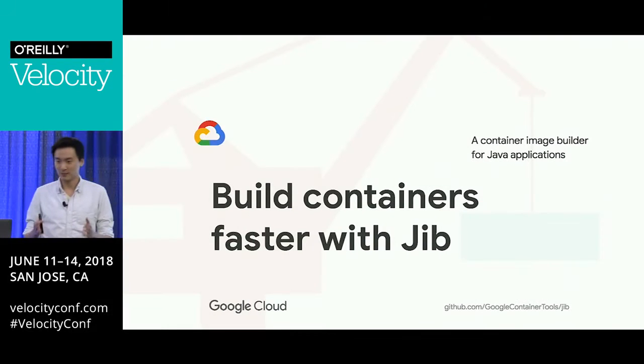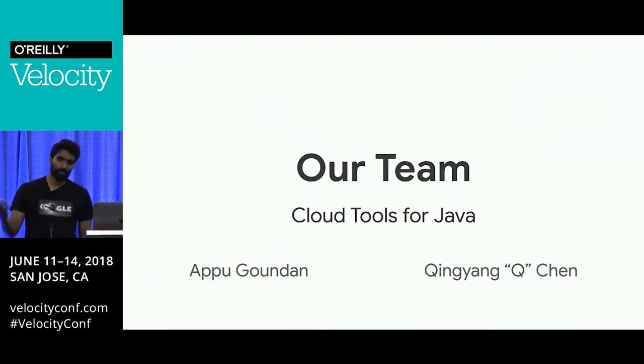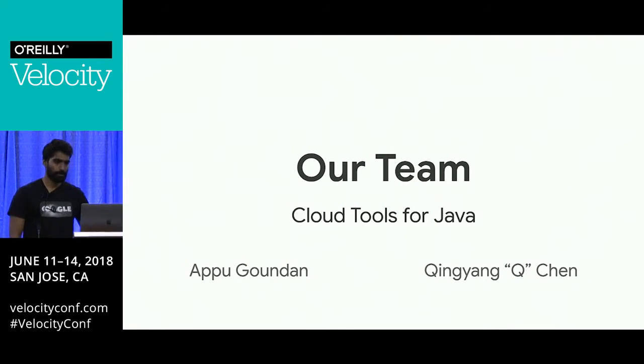Welcome to our talk. We're going to talk about building containers faster with Jib, which is a container image builder we built for Java applications. So who are we? We're a team based out of New York. We build tools for Java developers targeting the cloud. I'm Appu. And I'm Q.